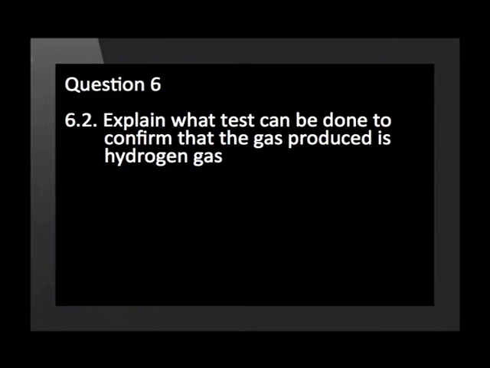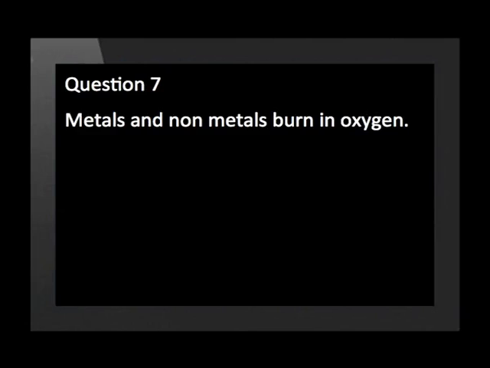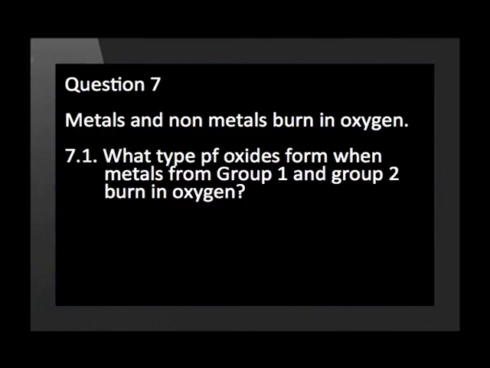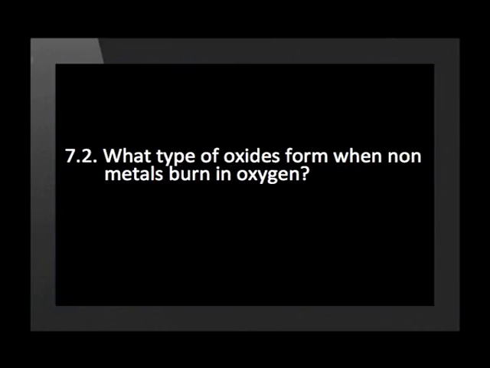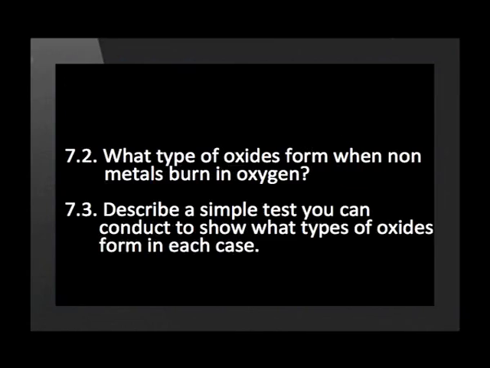In both of these reactions, hydrogen gas is formed. Explain what tests can be done to confirm that the gas produced is hydrogen gas. Question 7. In the lesson in this series, you saw the reactions of metals and nonmetals in oxygen. What type of oxides form when group 1 and group 2 metals burn in oxygen? What type of oxides form when nonmetals burn in oxygen? Describe a simple test you can conduct to show what type of oxides form in each case.